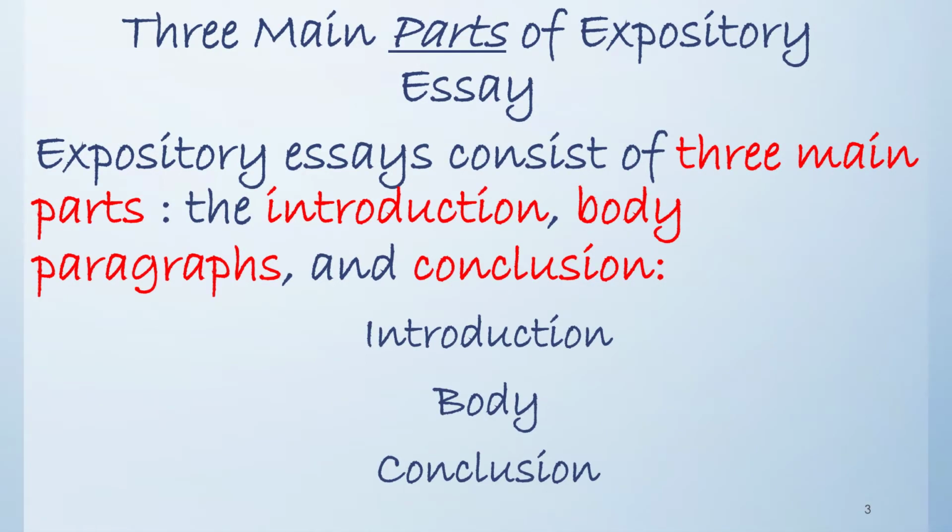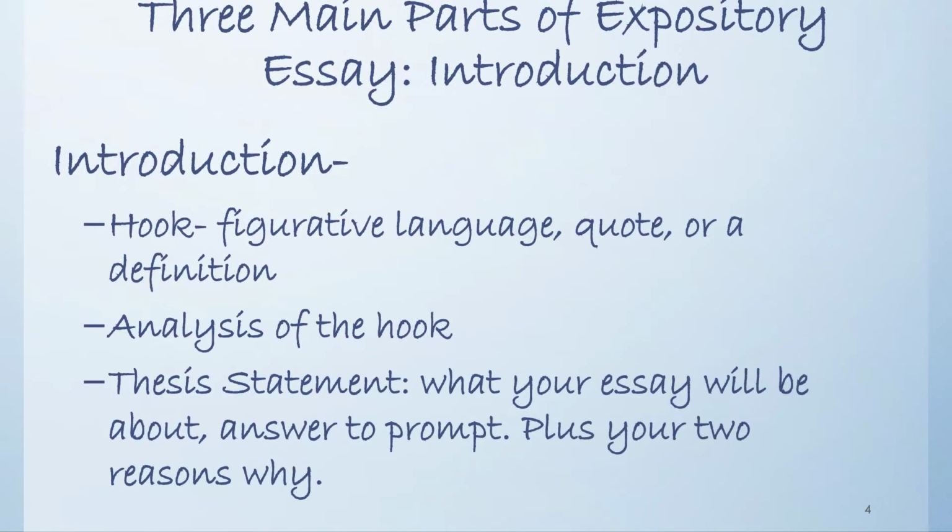There are 3 main parts of an expository essay. An expository essay consists of an introduction, body paragraphs, and a conclusion. The introduction is typically made up of 3 main parts. In the first sentence, you want a hook. The hook can be a quote, a definition, figurative language, things like that.